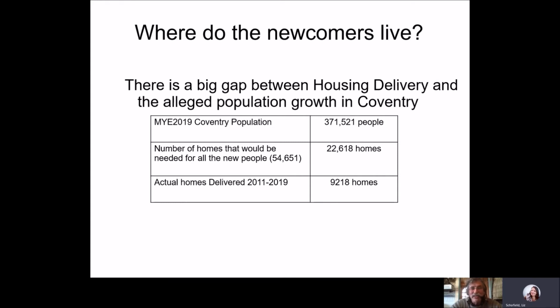So, if there are all these newcomers, are they sleeping under the arches? Well, I live in Coventry. We do have homeless people, but they're not there in their thousands, fortunately. Next slide.